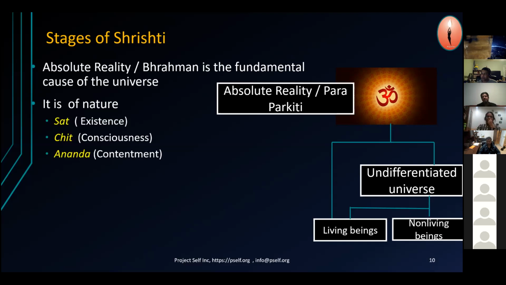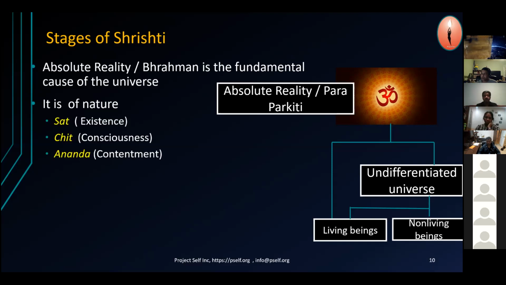From that 8 components, in the second stage, what happened? The entire material world came. Physical matter and the subtle matter came from the undifferentiated universe. And wherever there is subtle body, what happened? The absolute reflects itself through the consciousness. So these are the stages of the creation.